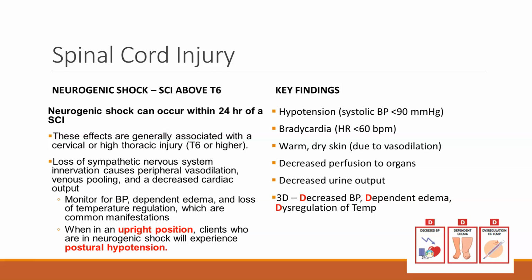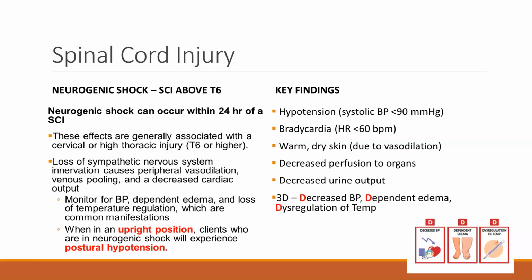That loss of the sympathetic nervous system causes peripheral vasodilation, venous pooling, decreased cardiac output. We want to monitor the blood pressure, look for edema, look for changes in temperature. If they are sitting upright, you're going to lower that head of the bed, put them down, because that's going to help bring their blood pressure back up.